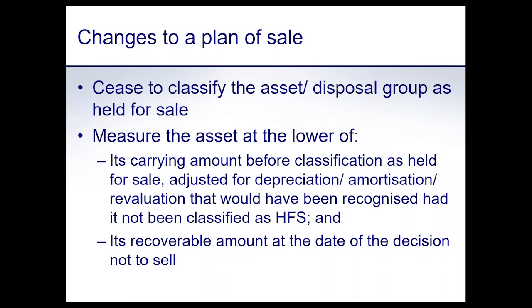But I measure the asset at the lower of the carrying amount before classification, after all the adjustments, and I compare that with the asset's recoverable amount at the date when the decision not to sell was taken. But remember, we're looking at the lower of the two numbers. So whichever way, there will be a hit that is going through your books. If recoverable amount happens to be a much higher number, well, your carrying value would certainly not have been, because you would have been depreciating or amortizing the asset as you were going along anyhow. Therefore, that expense must still be taken through the books.